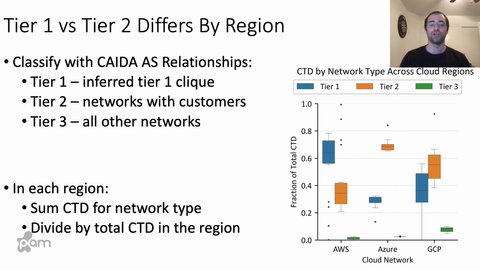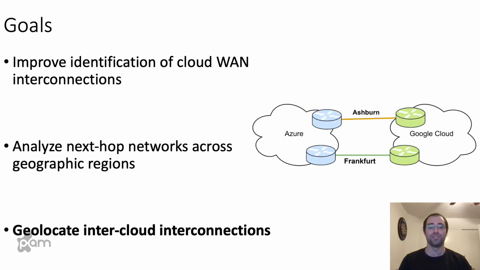On the right is a summary of what we observed, and the paper goes into more detail. Basically, we found that clouds use tier 1s and tier 2s at different rates depending on the source region, indicating that the next hop network depends at least in part on where traffic originates. And the graph also shows that the clouds still rely heavily on ISPs to reach most internet networks. But we didn't try to determine if specific ISPs were transit providers or peers of the cloud networks. Okay, so that was the second goal.